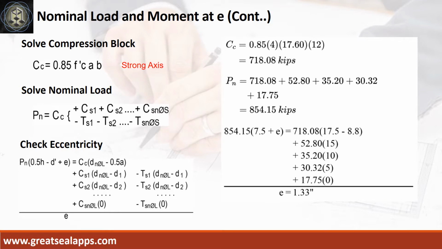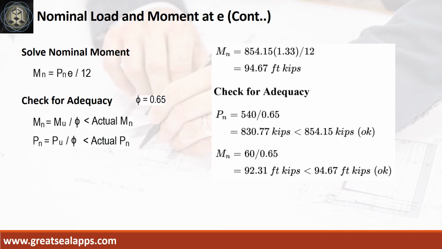Given f'c equals 4 ksi and stress block is 17.6 inches by 12 inches, the force of compression block is 718.08 kips. By summing up all the forces, the nominal axial load is 854.15 kips. Follow the computations below for final check of eccentricity at 1.33 inches. Given nominal axial load equals 854.15 kips and e equals 1.33 inches, the nominal moment is 94.67 foot-kips.